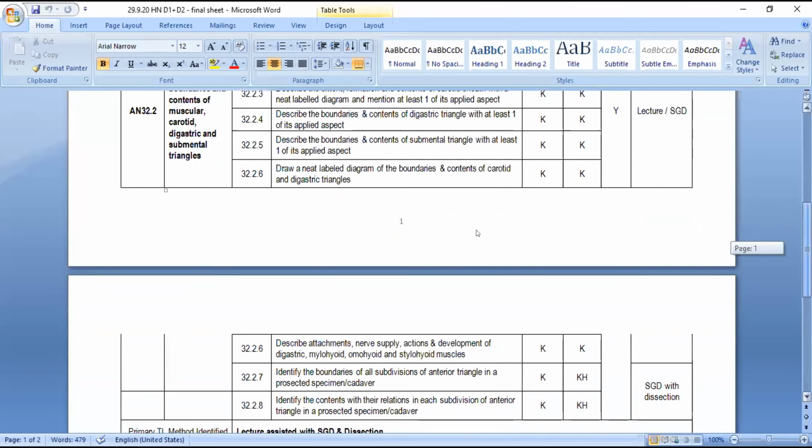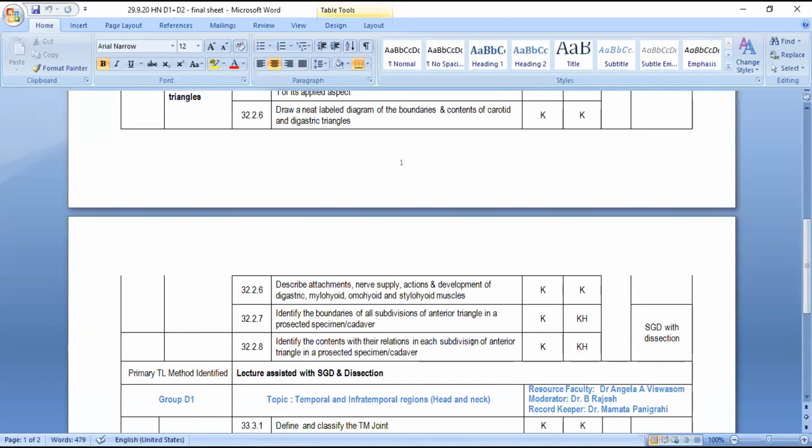2.8, identify the boundaries of all subdivisions of anterior triangle in a prosected specimen or cadaver. Domain is knowledge and proficiency level is knows how. 2.9, identify the contents with their relations in each subdivision of anterior triangle in a prosected specimen or cadaver. Domain is knowledge and proficiency level is knows how. The preferred teaching learning method is small group discussion with dissection.